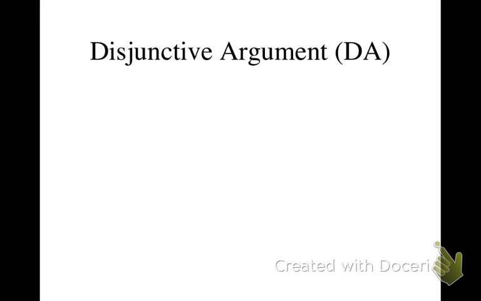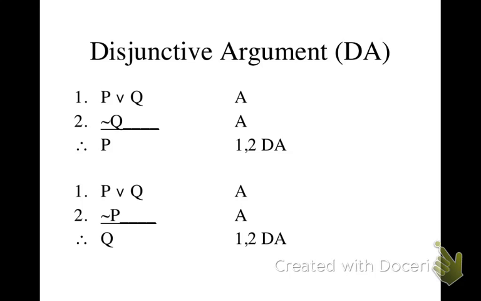This video will explain the rule of disjunctive argument. So there are two forms of the rule of disjunctive argument, but they're basically the same. For disjunctive argument, what you need is a disjunction, and then you need the negation of one of the disjuncts. If you have those two things, then you can derive the other disjunct.